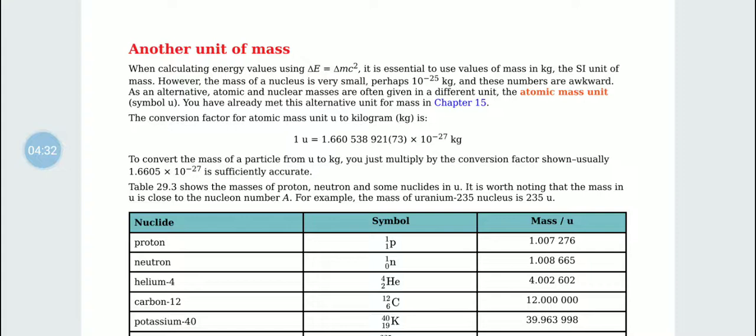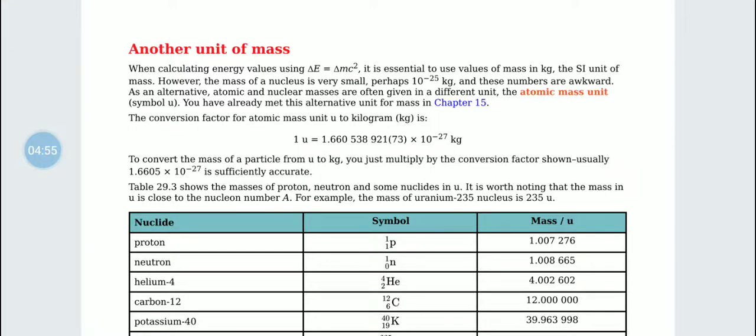After doing those questions, write this, listen to this. Another unit of mass. Now we know that energy is equal to mass, so we can take delta E equals delta m c squared. We know the mass is in kilograms, so that is the SI unit of mass.